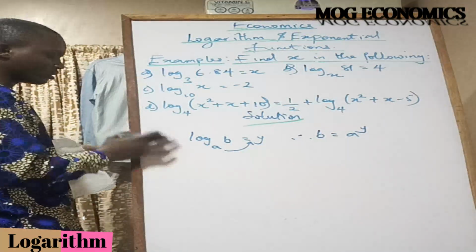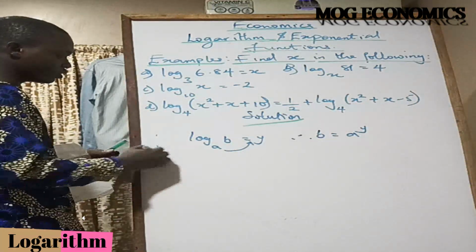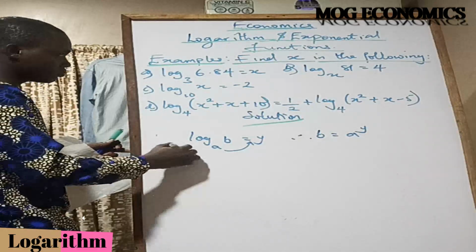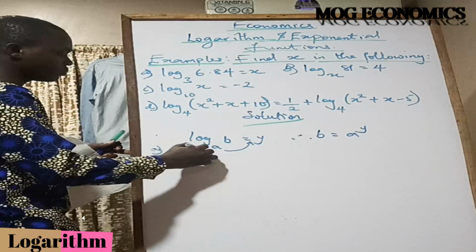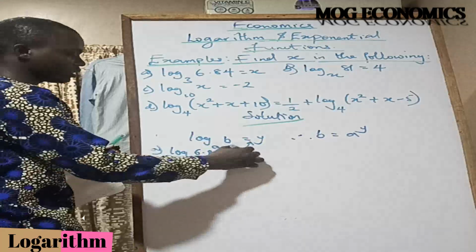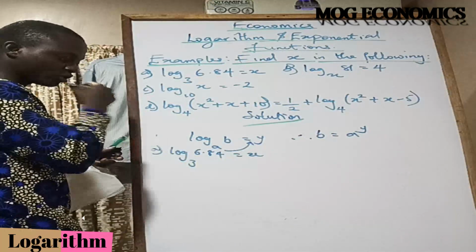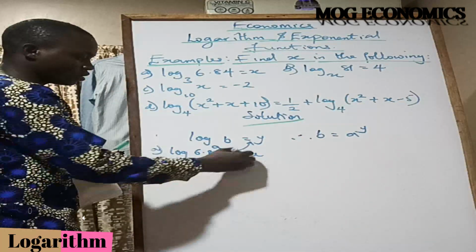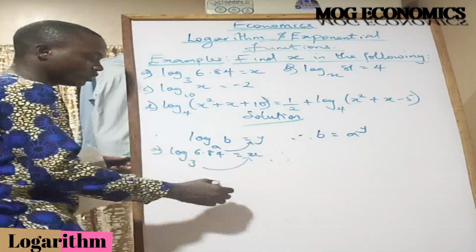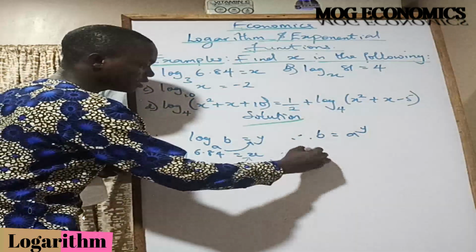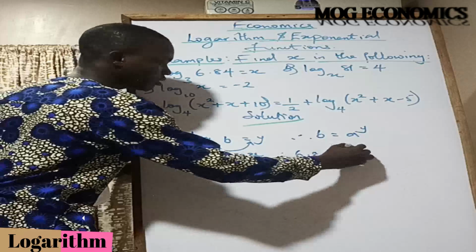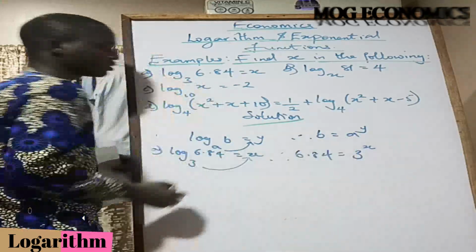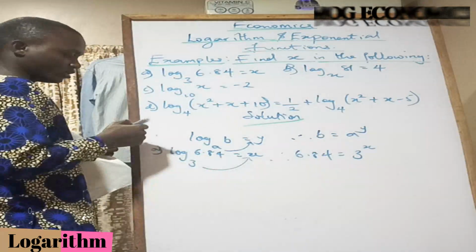So for the first question, log base 3 of 6.84 equals x. We have to find x. Basically, 3 is going to lift up this guy. Therefore, 6.84 is equal to 3 raised to the power x. So how then do you get x?